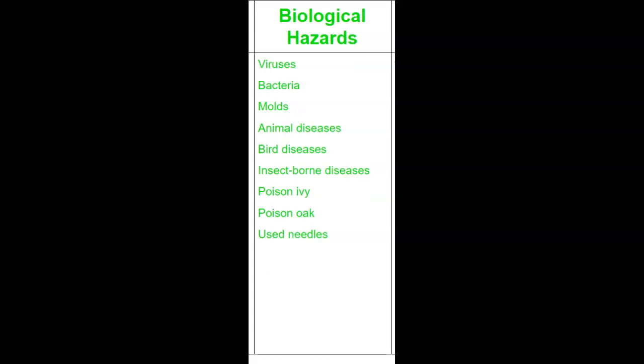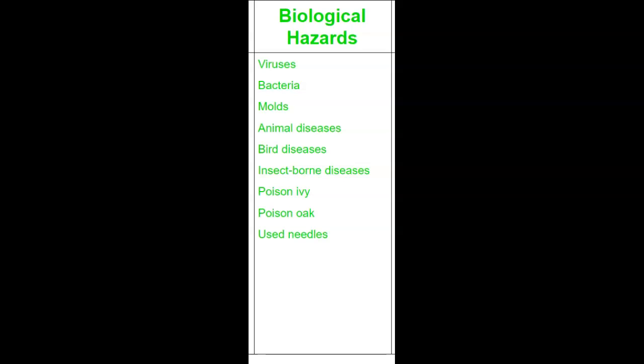And then the third category is biological hazards. Remember, these were living things that can cause diseases and that types of things. So viruses, bacteria, mold, animal diseases, bird diseases, insect-borne diseases, poison ivy, poison oak, used needles. So some of these things are going to be the viruses and bacteria, those things can come from just being around people.